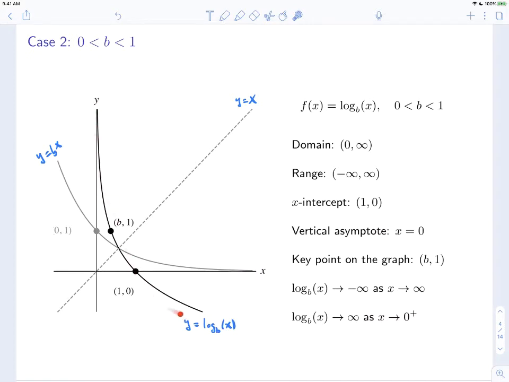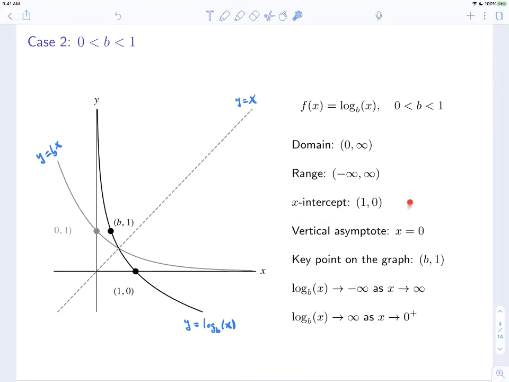Now this has all of the same properties for the most part. The domain is still the set of positive numbers. You still can't put a negative number into it, and the range is the set of all real numbers. That's because the domain of the exponential is the set of all real numbers, so that means the range of its inverse is all real numbers. And you can see from the graph that it's going up to infinity on the left and down to negative infinity on the right.